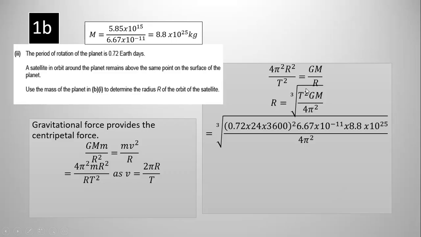There's the period. Change it to 24 hours, change to hours, change it to seconds. Square that. There's your G. This is your M, right? You calculated in the previous question. Then 4 pi squared. Okay. Any comment? Okay, happy with that.